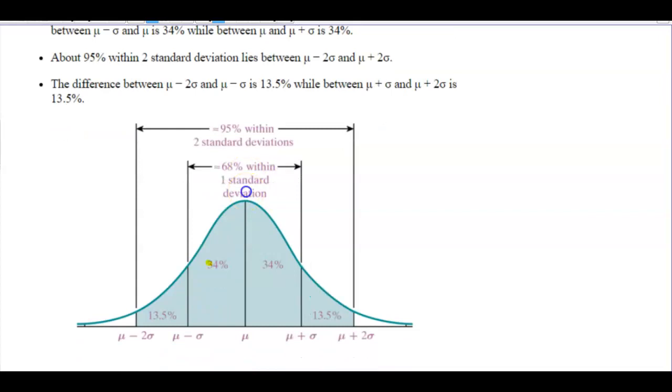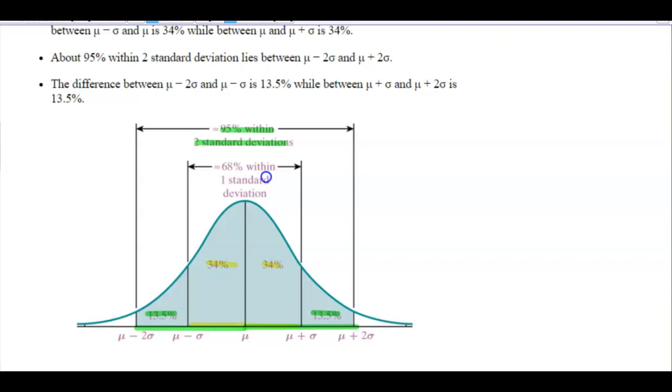So we have this 34%, this 34%, which is 1 standard deviation from the mean. And then we have 2 standard deviations from the mean, which is an extra 13.5%, 13.5%. And so when we add these together, we're going to get a total of 95% within 2 standard deviations.